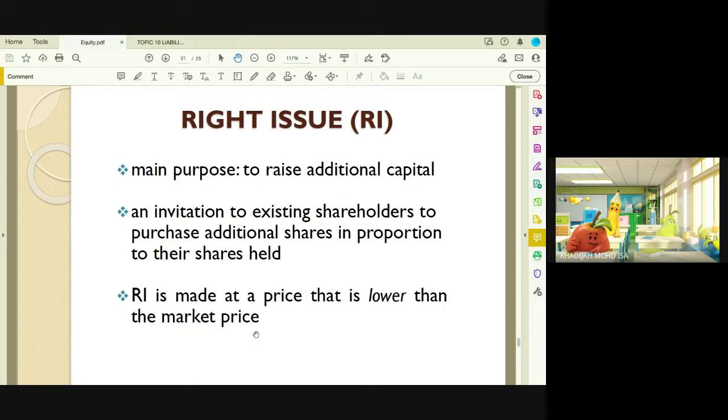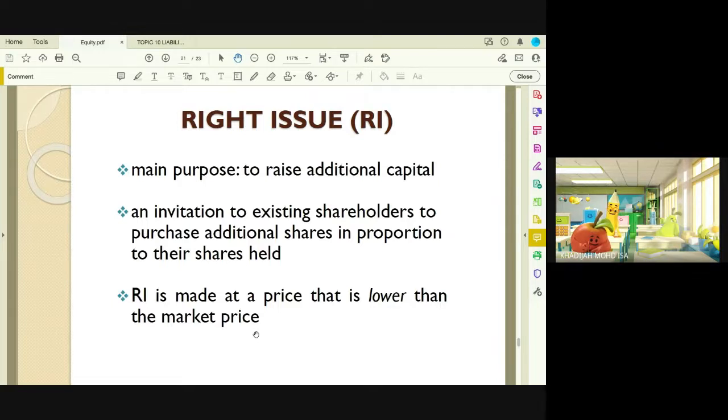The next one is what we call a rights issue. The main purpose of a rights issue is to raise additional capital. It is an invitation to existing shareholders to purchase additional shares in proportion to their shares held. It is made at a price that is lower than the market price. A rights issue is also normally offered to staff of the company. In order to raise capital, they invite staff of the company, especially those who have been working for some time, to purchase shares of the company at a lower price.